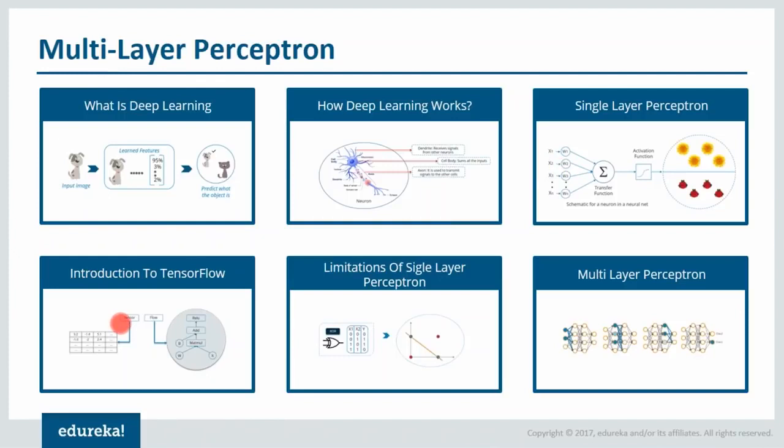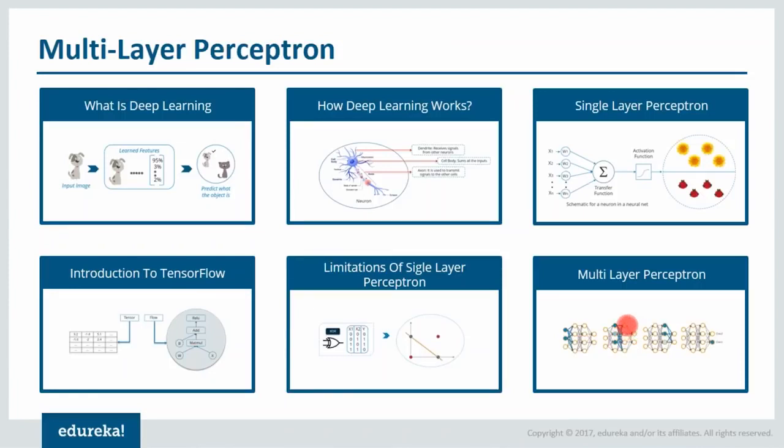Then I introduced you to TensorFlow. We understood various code basics of TensorFlow. We understood what exactly tensors are as well. Then we focused on various limitations of single layer perceptron, and we took an example of the XOR gate, in which I told you that if the data points are not linearly separable, then we cannot apply single layer perceptron. Then I introduced you to multi-layer perceptron, which overcame the limitations of single layer perceptron. We understood the learning algorithm of multi-layer perceptron, that is the backpropagation algorithm.